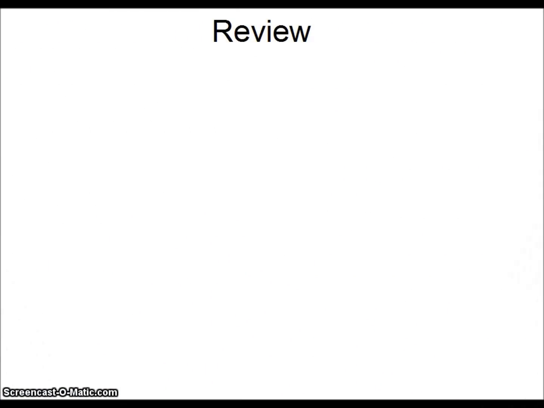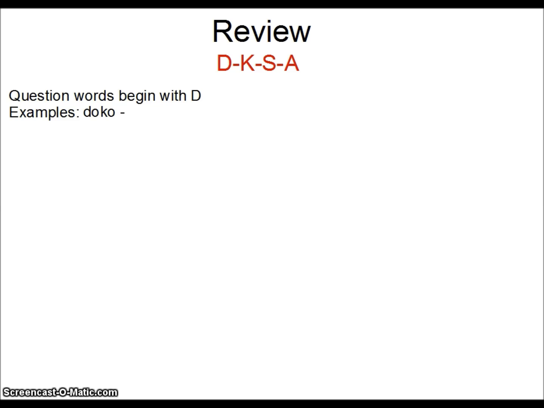First we're going to have a quick review of what we learned in lesson 1. Lesson 1 was when we learned about the DKSA rule. As you recall, question words usually begin with D, and they always do in this case in order to follow the rule. Some question words that we came across were doko, which means where, dore, which means which one, dono blank, which means which blank. You can put whatever you want in the blank. Dono pen, dono neko, dono kaban, dono hito.